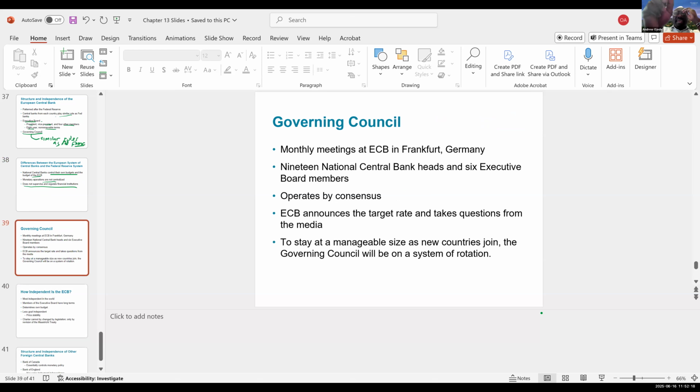So here's a governing council, which is similar to the FOMC. Our FOMC, the Federal Open Market Committee, meets about 8 times a year in Washington, D.C. The governing council, which plays a similar role as our FOMC, meets 12 times. They meet every month in the headquarters in Frankfurt, Germany. Every month, so 12 meetings in a year.